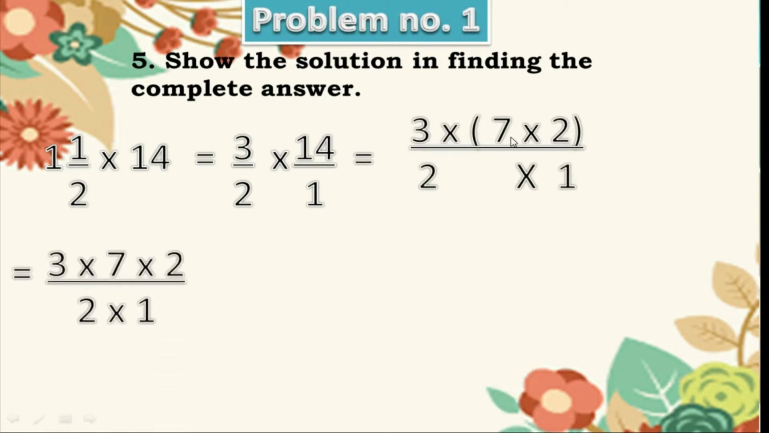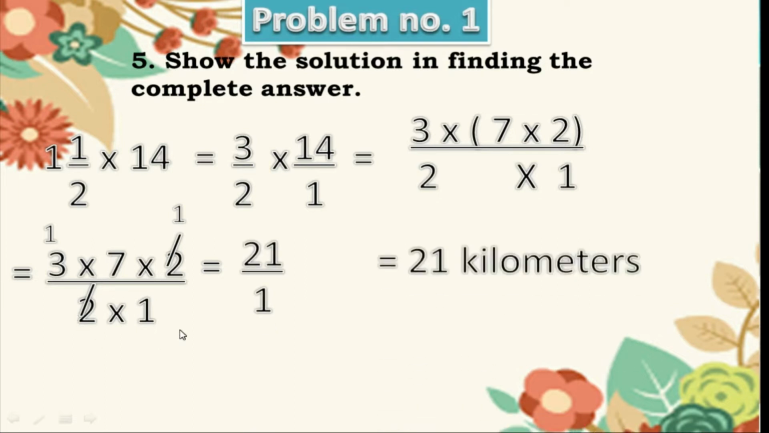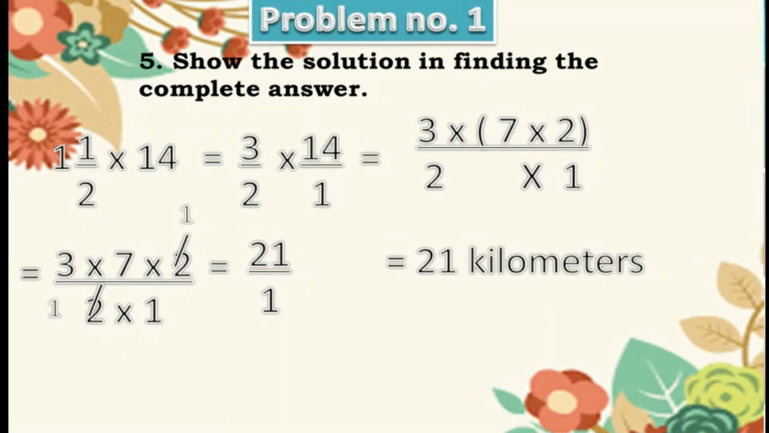Now let's proceed to cancellation. Okay, 2 divide 2 equals 1. 2 divide 2 equals 1. So the remaining numbers are 3 and 7. We are going to multiply this one. 3 times 7 equals 21. And 1 times 1 equals 1. So the answer is 21 kilometers.